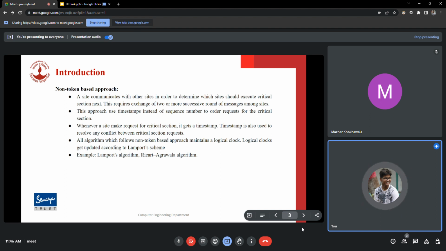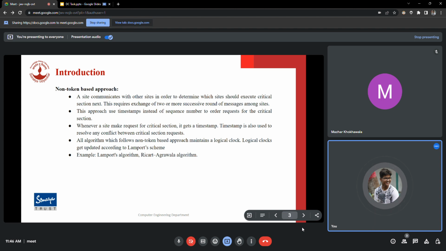In non-token based algorithms, a site, or a node, communicates with other nodes in order to determine which node should execute the critical section next. This requires exchange of two or more successive rounds of messages among sites. This approach uses timestamps instead of sequence numbers to order requests for the critical section. Whenever a site or a node makes a request for the critical section, it gets a timestamp. Timestamps are also used to resolve any conflict between critical section requests.